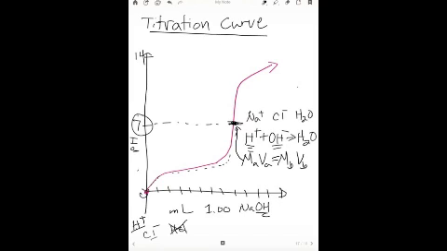The pH at the end point is 7 because all that's in there is water. The sodium and the chloride ions do not affect the pH because they're the conjugates of very strong acids and bases. So the pH keeps going up because you're adding more hydroxide ions. And at the top, all you have is your hydroxide ions in water.